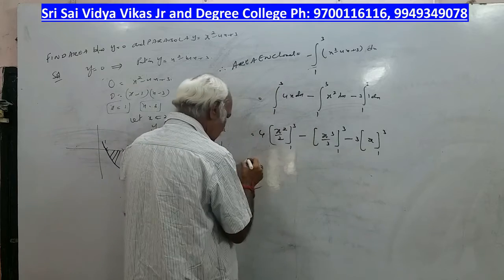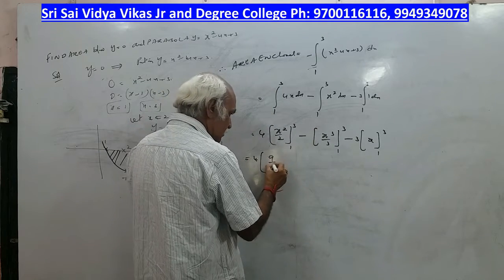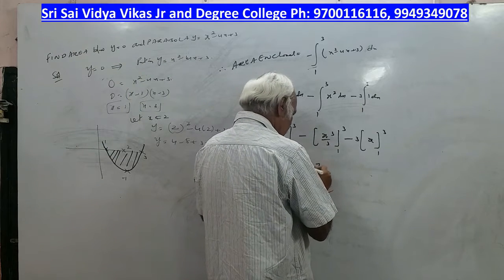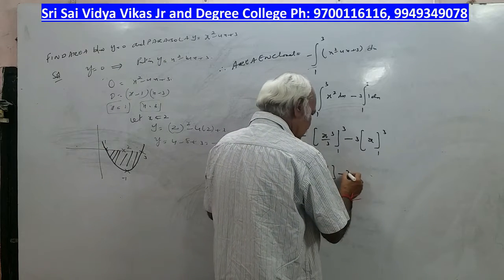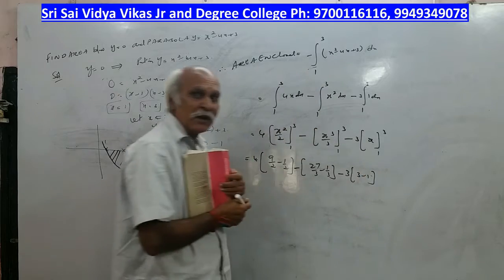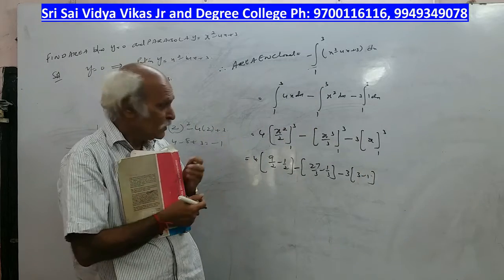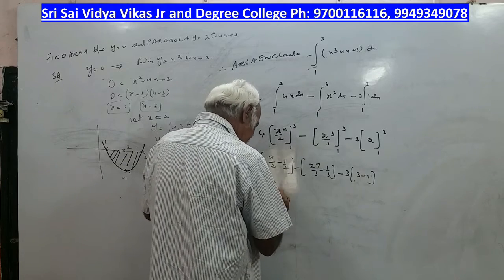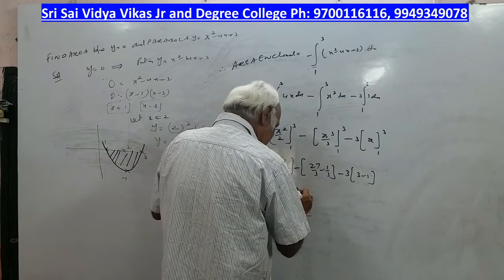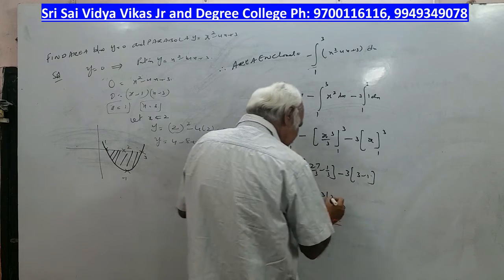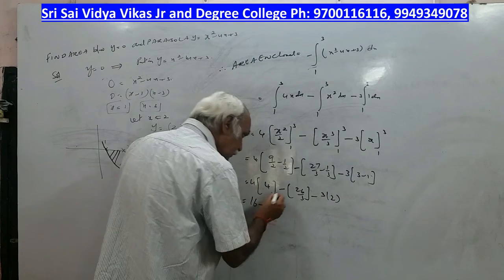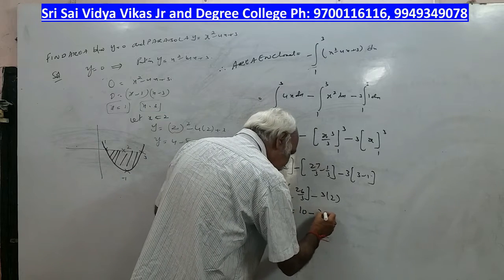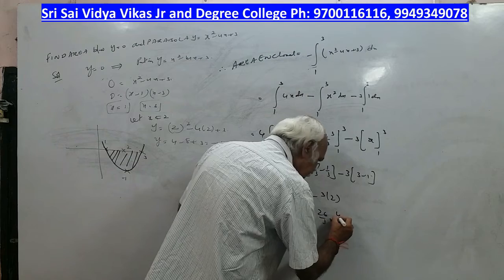So 4 into 9 by 2 minus 1 by 2, minus 27 by 3 minus 1 by 3, minus 3 into 3 minus 1. Upper limit minus lower limit. Continuously we are applying the same concept, sir. Upper limit minus lower limit. So this becomes 9 minus 1 is 8. So 8 by 2 is 4, minus 26 by 3, minus 3 into 2. So this will be 16 minus 26 by 3 minus 6. So 10 minus 26 by 3. 30 minus 26 is 4 by 3.